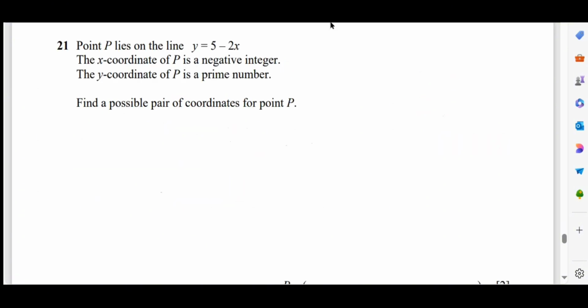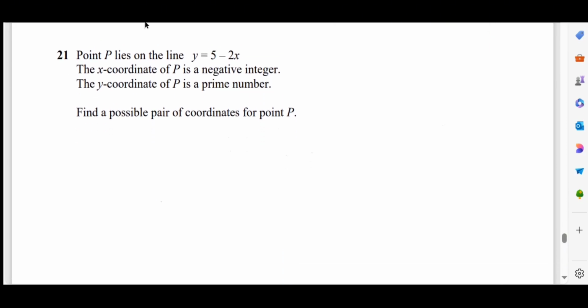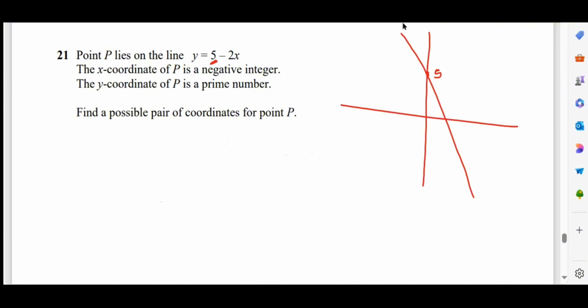Okay, so the next question we have is also on coordinate geometry, which we are asked to find the point P that lies on a line y equals 5 minus 2x. So first of all, let's sketch that particular line. Don't mind my straight line. What this means is that here is 5, that's our y-intercept here. You can see we have the line that shows it's a negative gradient.